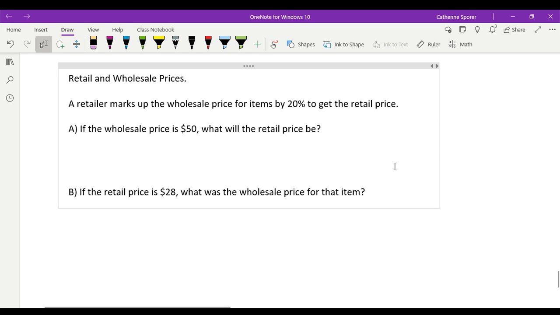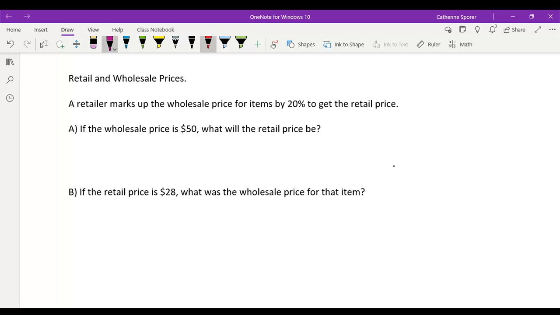This problem has to do with retail and wholesale prices and price markup. A retailer marks up the wholesale price for items by 20% to get the retail price. We want to know if the wholesale price is $50, what will the retail price for that item be?